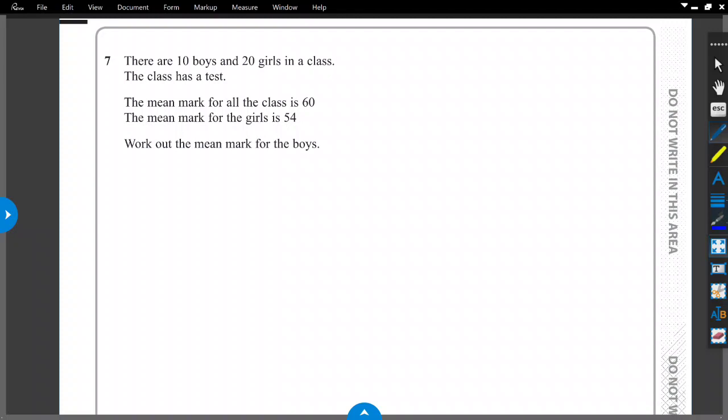At a glance of this, we should be able to deduce that the mean mark for the boys has to be higher than 60. Because if it is lower than 60, there's no way you're going to get a mean mark for the whole class of 60. It kind of needs to balance out with the girls. And if the girls is 6 lower, then the boys must be higher. In fact, we can do this instantly.